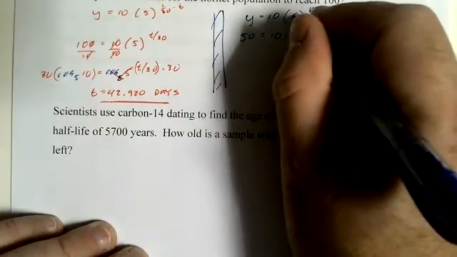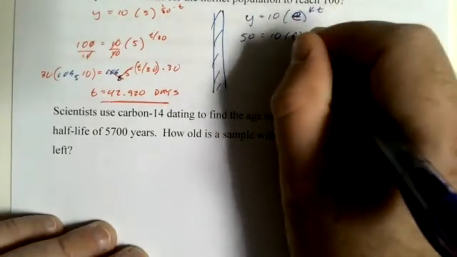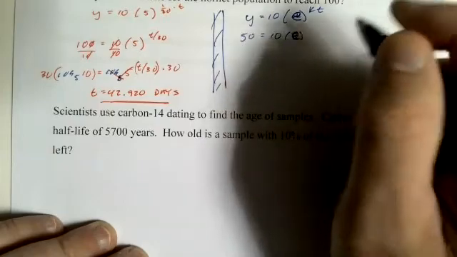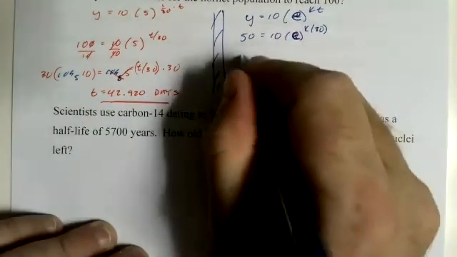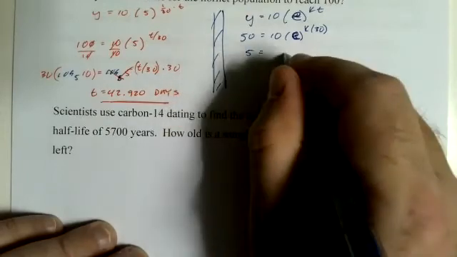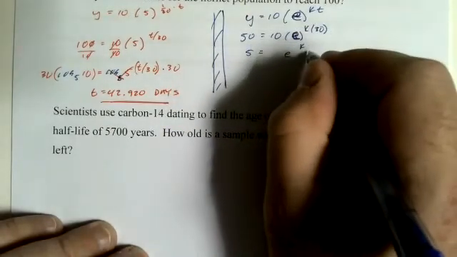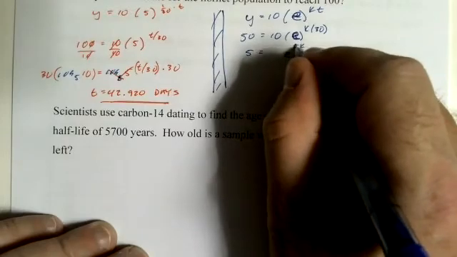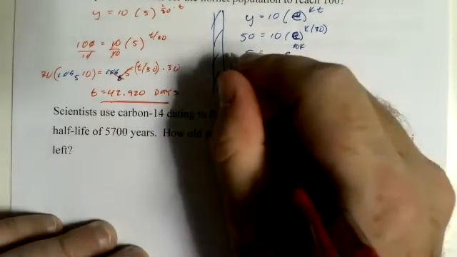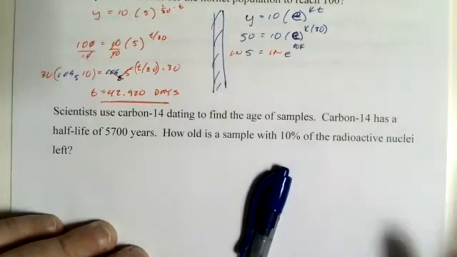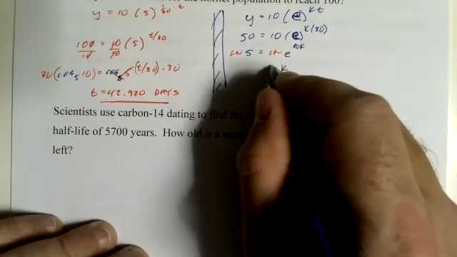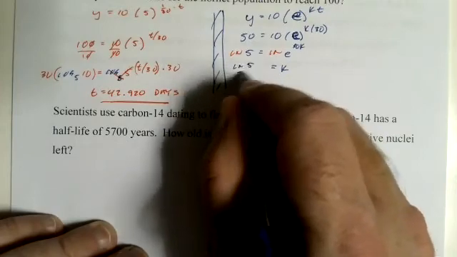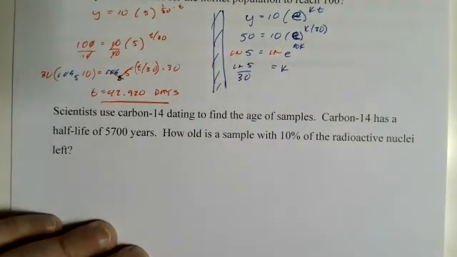Oh, E, what am I thinking? That's really silly. E times 30. 5 equals e to the 30k. ln, k equals ln of 5 over 30. Don't mess with that, just leave it.